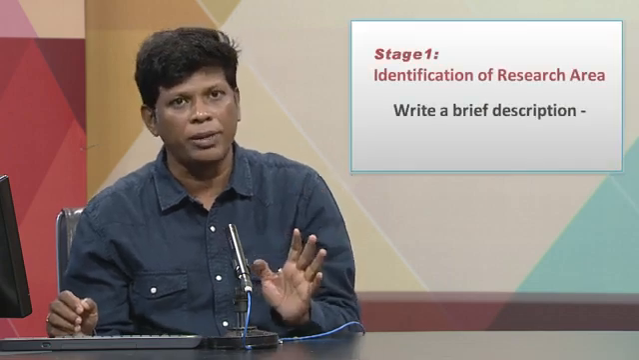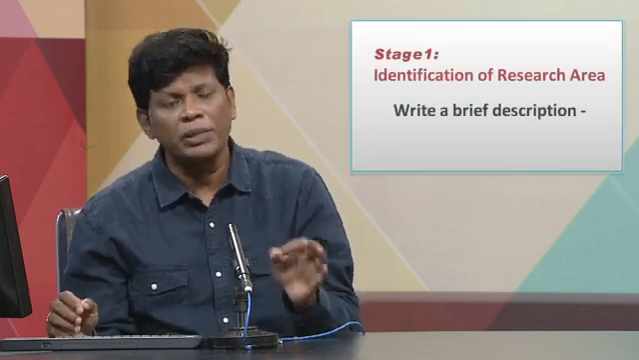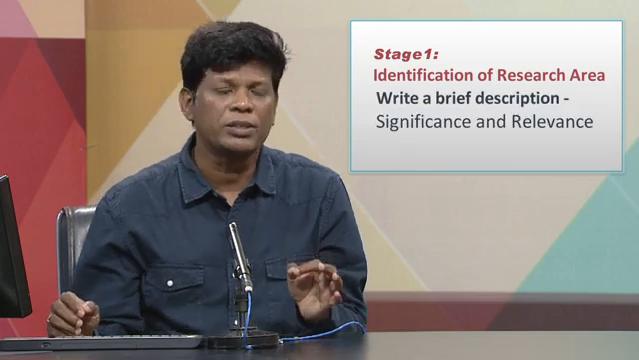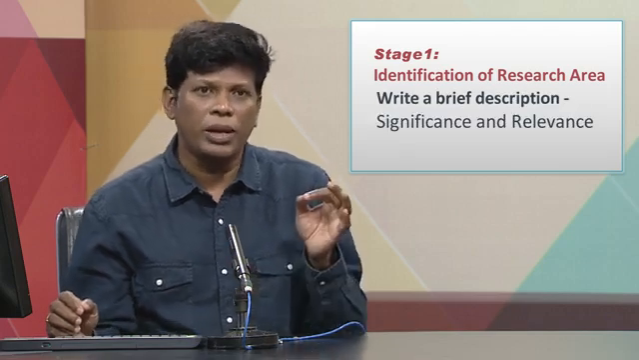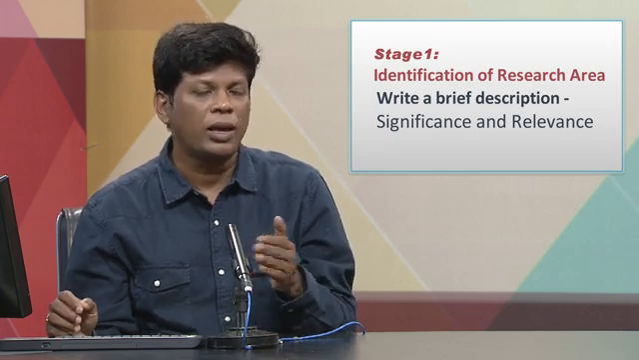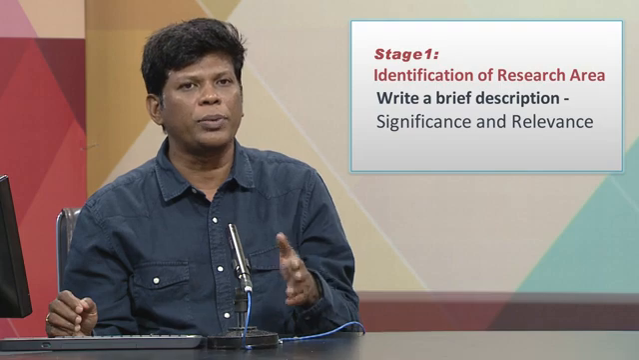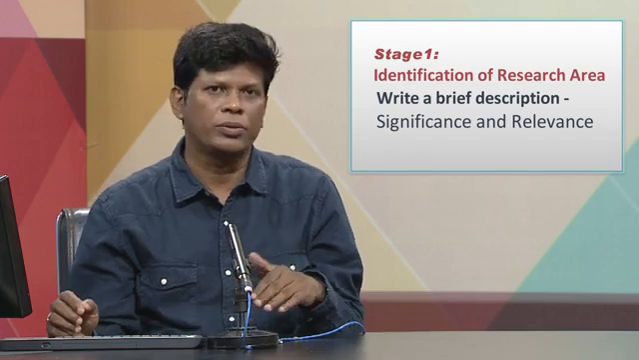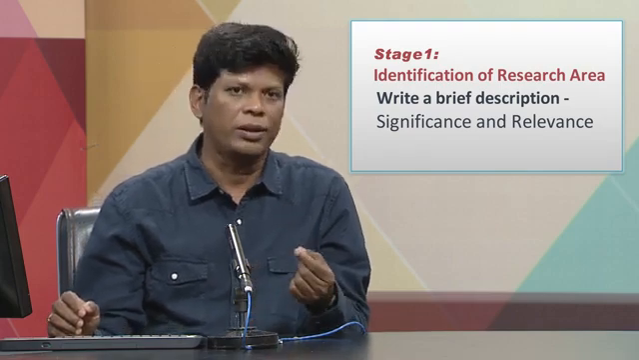You need to write a brief description about your chosen area: identify the topic and write a brief description of that. Particularly, you have to write about its relevance and significance. That is the more important part. Why is the research significant, and what is the relevance of that topic in today's context? So there, everything we need to justify.